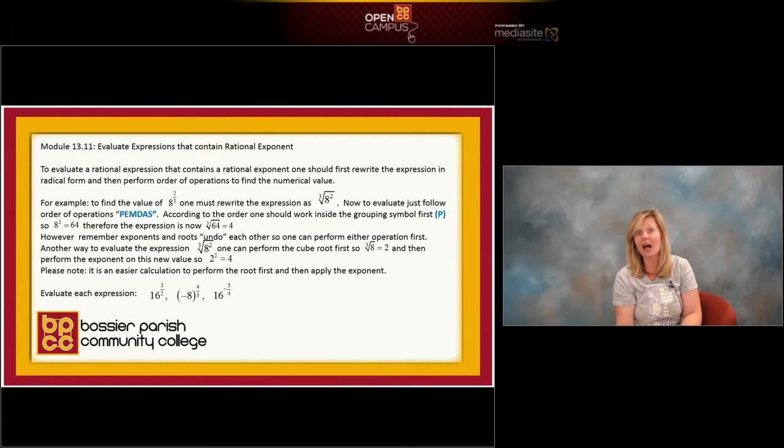So in general, I will tell you in algebra, it is easier to perform the operations in order as you read them. So most of the times it is quicker for the calculation to do the root first and then do the exponent. Okay, let's go to the whiteboard and try a couple of expressions.